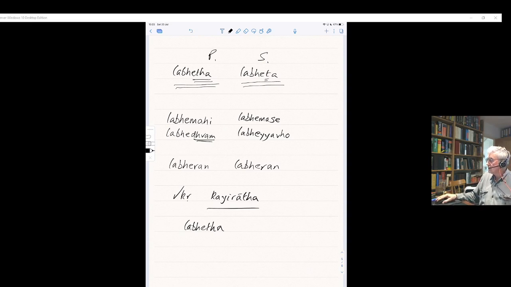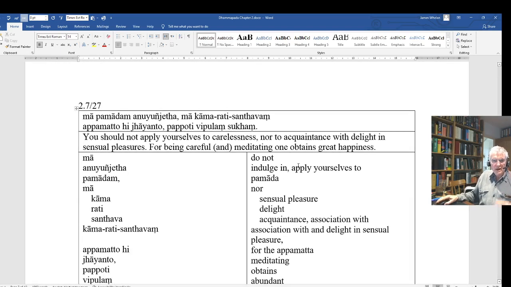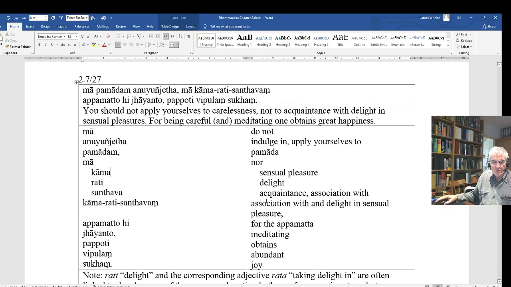I'm about to call up for you a verse in the Dhammapada that we did that actually illustrates where this potential ambiguity exists. It is in Dhammapada, chapter 2, verse 7, verse 27 in the consecutive numbering. Enlarge it for you. It says, Ma pamadam anuyunjetha, ma kamarati santhavam, appamatto hi jhayanto papoti vipulam sukham. If you look at this anuyunjetha, from the root yuj, meaning to join, so anuyunjati, to join along, to hitch yourself up to something. It means apply yourself to it or indulge yourself in it.